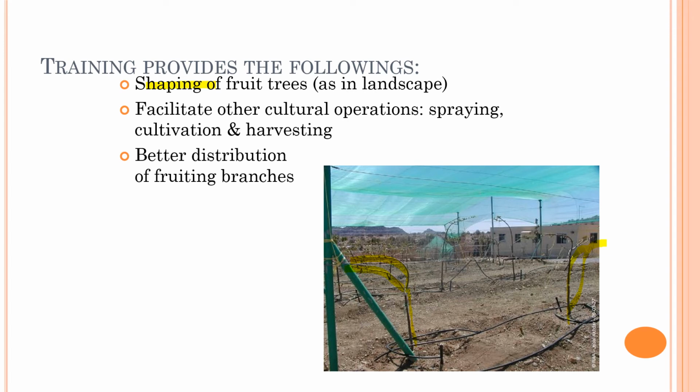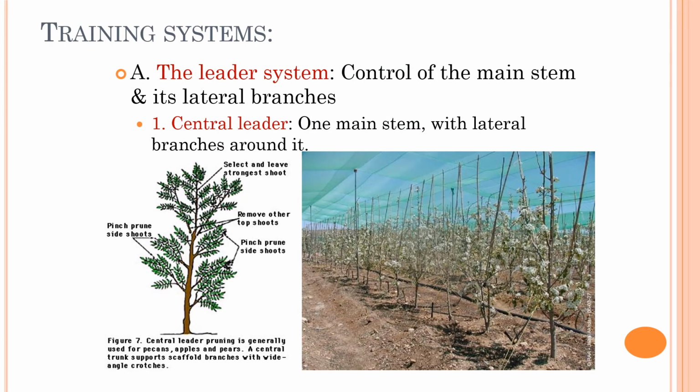So they provide shape, they facilitate harvesting or spraying and cultivation, as well as better distribution of fruiting branches. So these branches are going to the east, these ones are going to the west, and it's going to go like this. You can see them all over the place. They are going in two different directions. This is very important for temperate fruit trees, especially like apple, pear, apricot, plums, and so on. So training is very important for these kinds of trees.